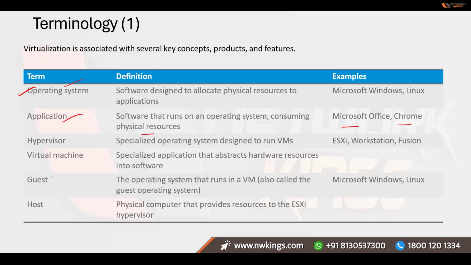Then we have the hypervisor. Those who don't know about the hypervisor, let me tell you that a hypervisor is also a special type of operating system. Because, as we saw, the operating system is something which allocates the physical resources to your applications, and the hypervisor does the same. It allocates physical CPU and physical memory to the virtual machines. Here virtual machines are a special kind of application, which use the hardware resources through software.